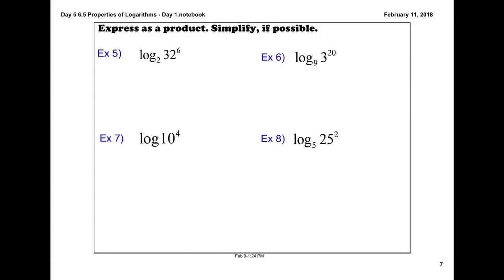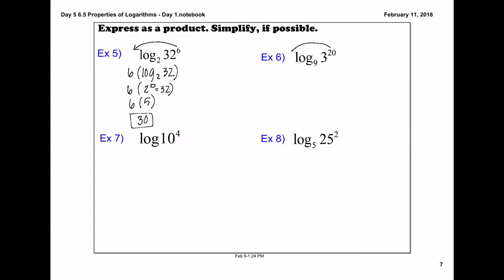Express as a product, simplify if possible. So example 5, the very first thing I notice is that I can move my 6 using the power property. So I now have 6 times the log with a base 2 of 32. I then ask myself, 2 to what power is equal to 32? 2 to the 5th power equals 32. Then I multiply my 6 times my 5, and I just simplified my logarithm.